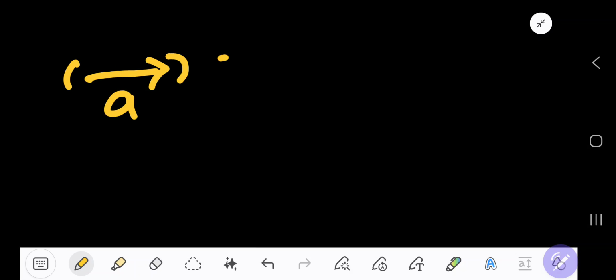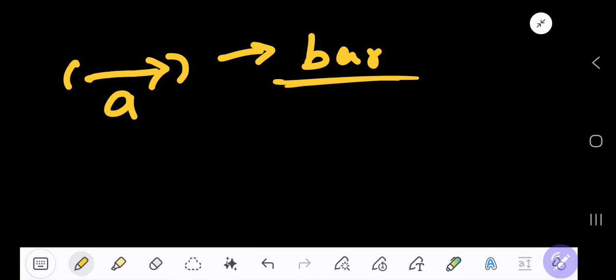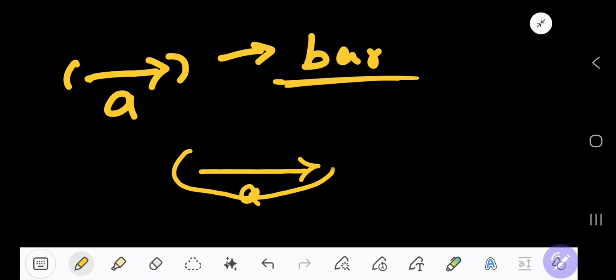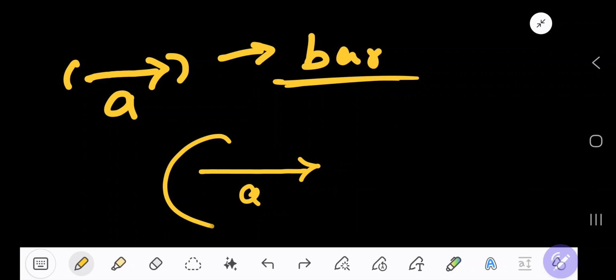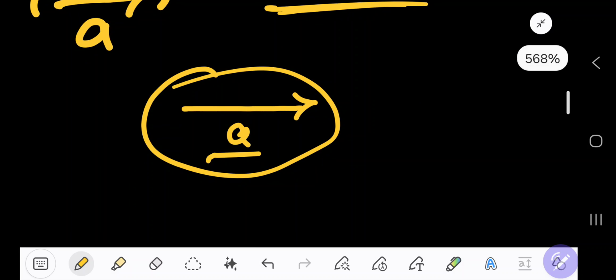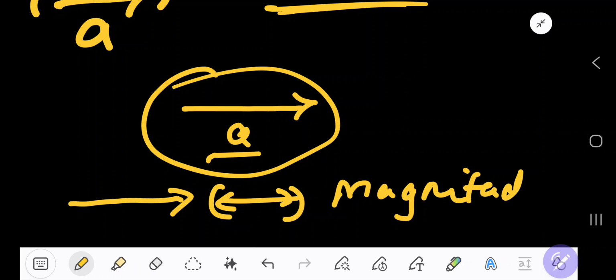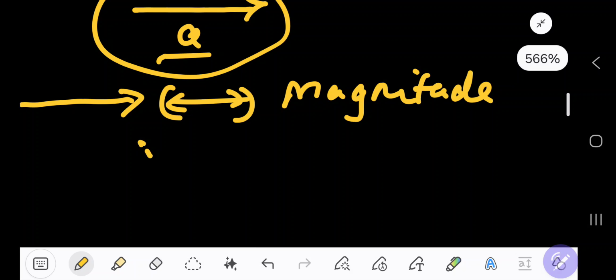Alright, so another thing, this arrow on top is known as bar. Whenever we use this, the longer the arrow, the greater the magnitude of the vector quantity, and direction is specified. So the size of the arrow tells us the magnitude, and it obviously tells us the direction.